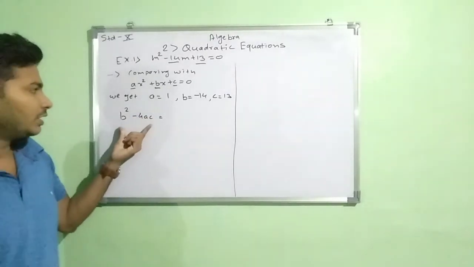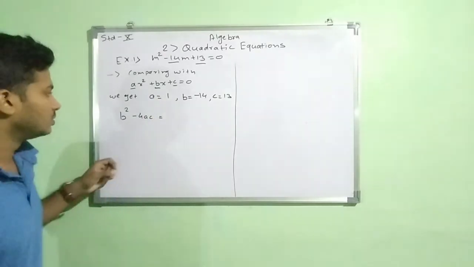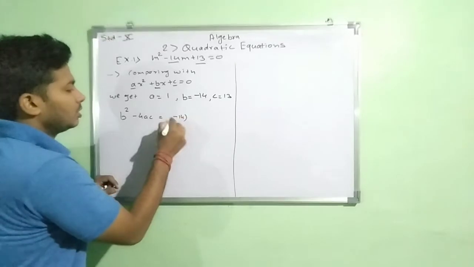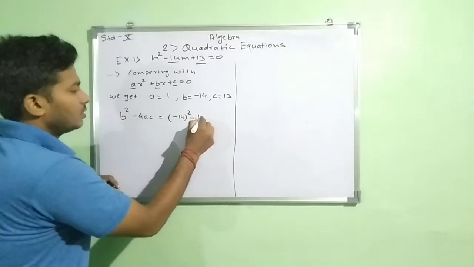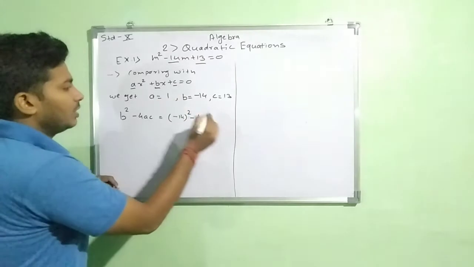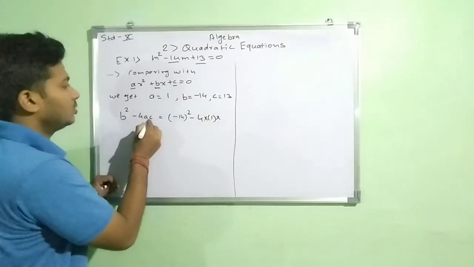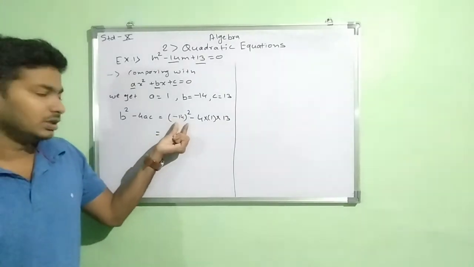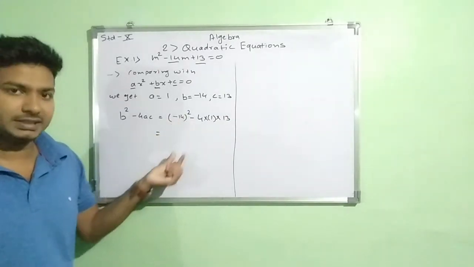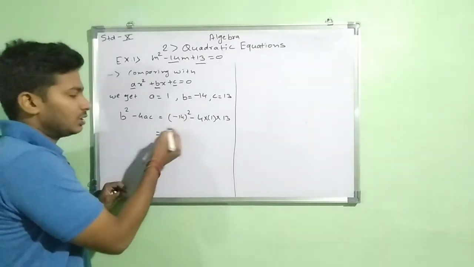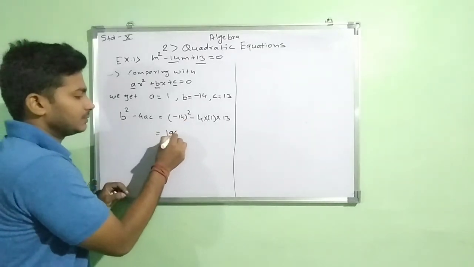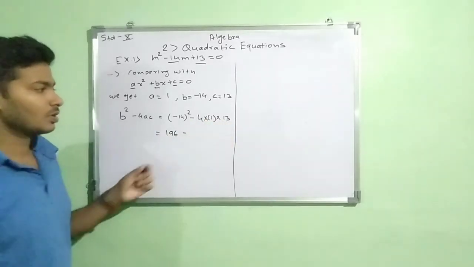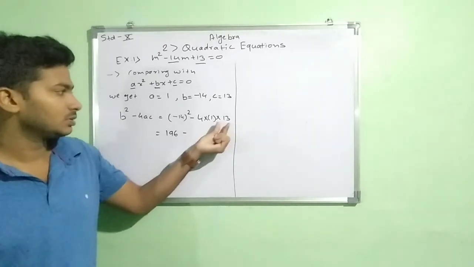We find that value by simply substituting all these values. We substitute the value of b, minus 14 in brackets squared, minus 4 multiplied by the value of a, which is 1, multiplied by the value of c, which is 13. Now the square of 14 is 196, and the square of any negative term will be positive. So 196 minus 4 multiplied by 1 into 13. So 13 fours are 52.